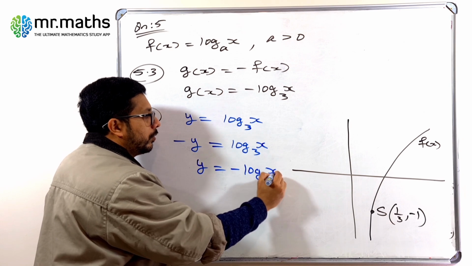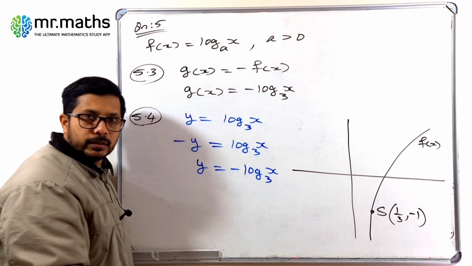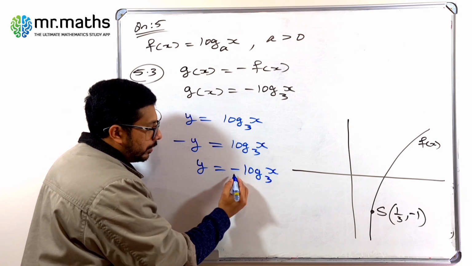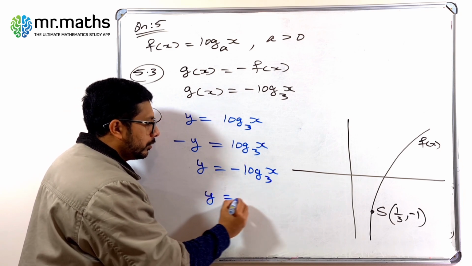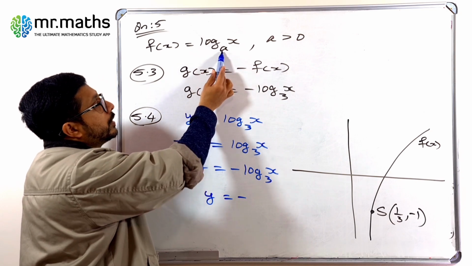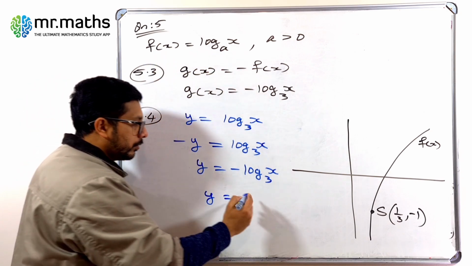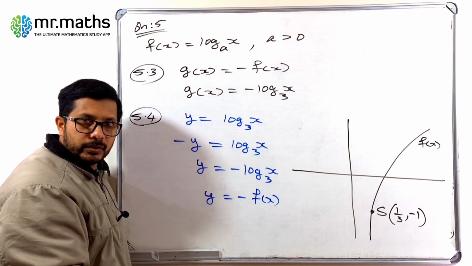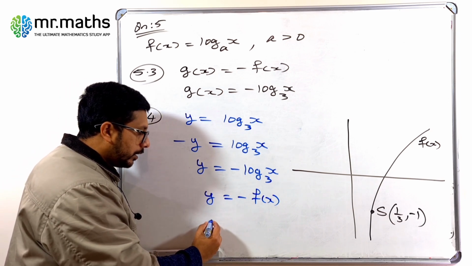That is minus log x to the base 3. You understand? Okay, so leave this minus. y is equal to minus... what is this? Log x to the base 3 is f of x. So that is minus f of x. You understand? Okay, so this y here is another function.